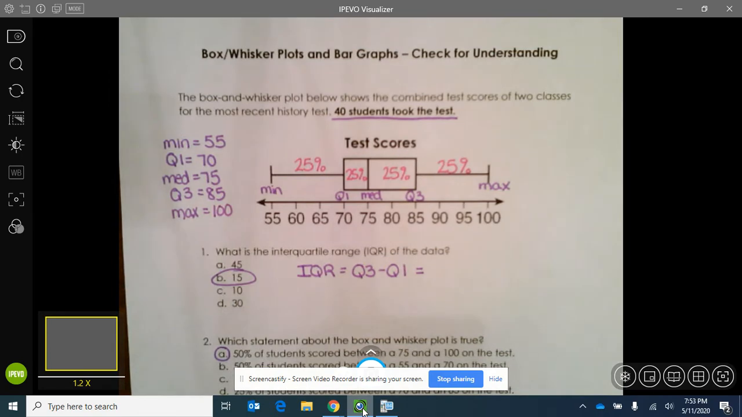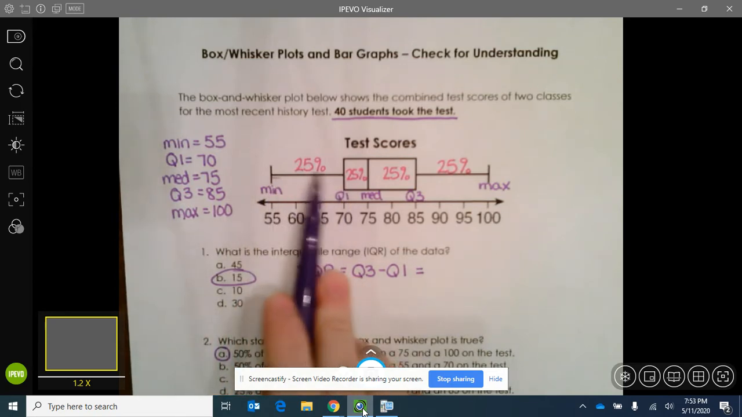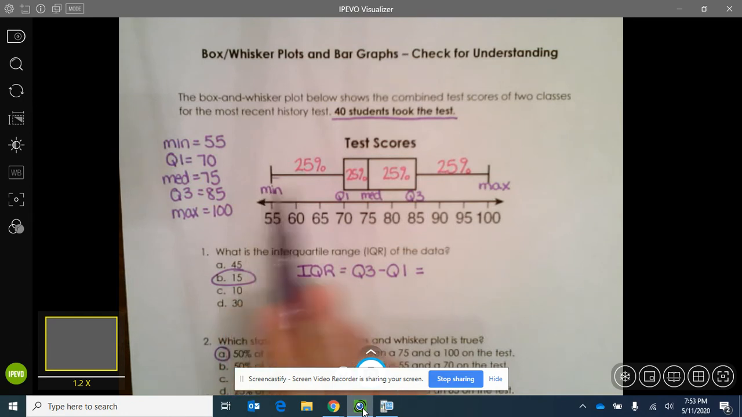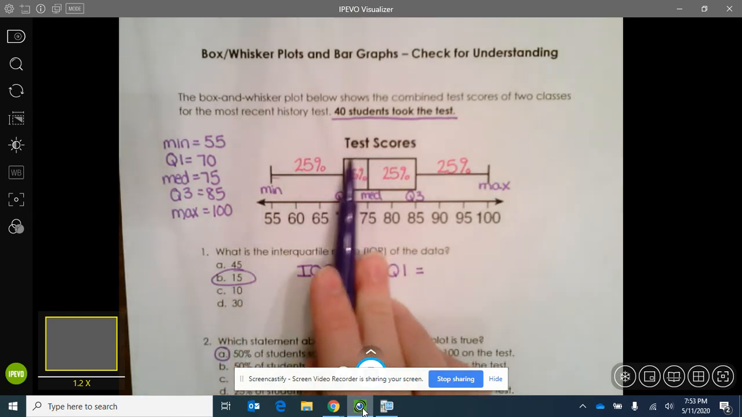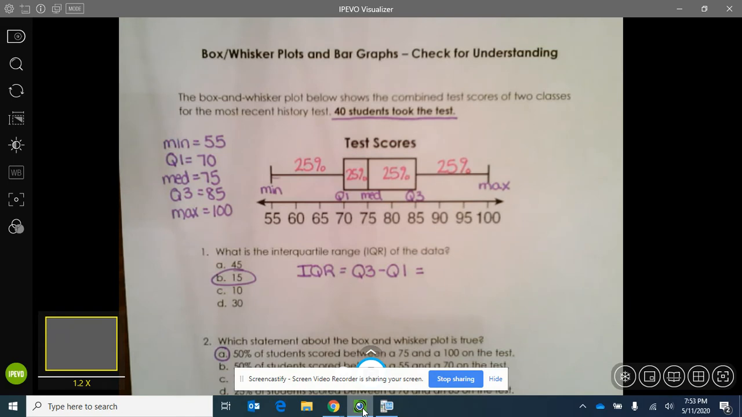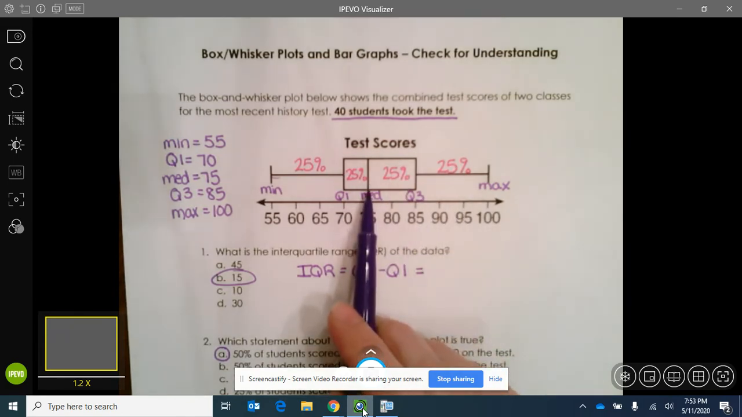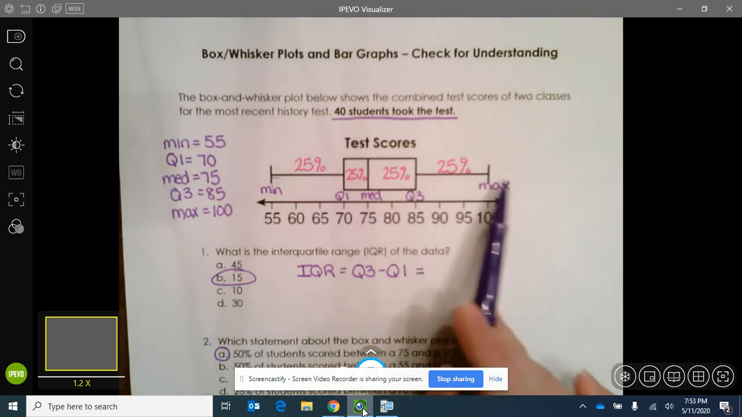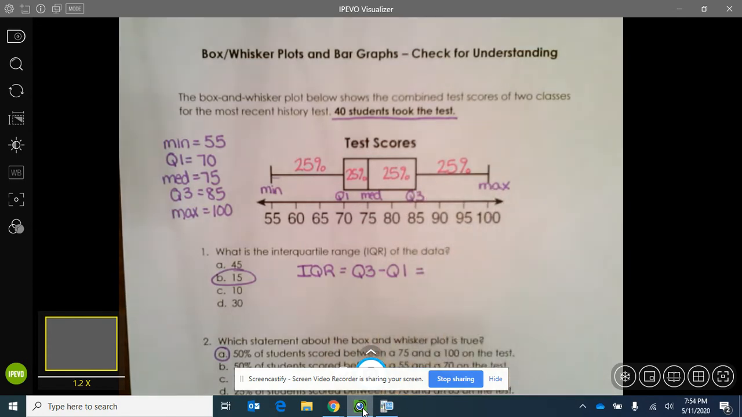I also want you to remember that each part of the box and whisker plot is 25% of the data. So this whisker is 25% of the data. So 25% of the data falls between 55 and 70. The left side of the box is 25% of the data, so 25% of the data is between 70 and 75. 25% of the data is the right side of the box, which is between 75 and 85. And then 25% of the data is the right whisker, which is between 85 and 100.